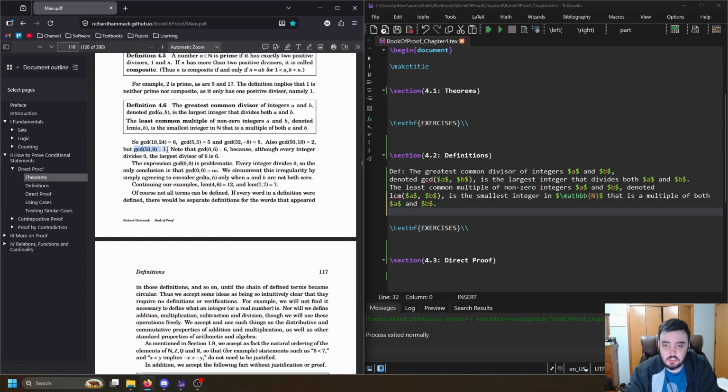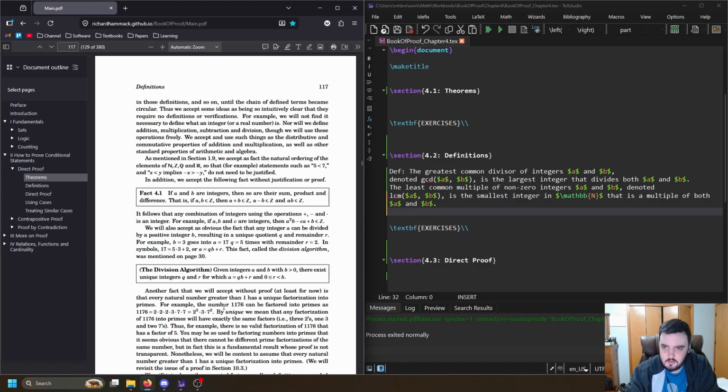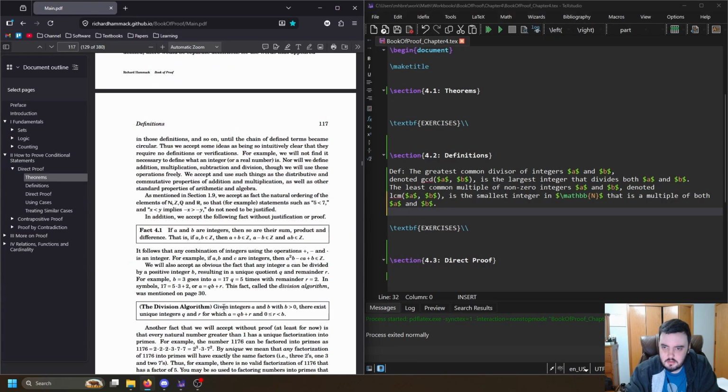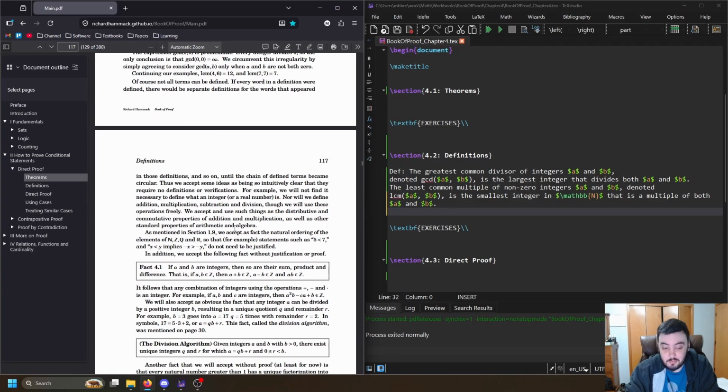Of course, if the GCD of two numbers is 1, they are considered, what's the term? Something prime. They actually might have it here. No, but that basically means that they have no common divisors other than 1, which is true for all numbers.